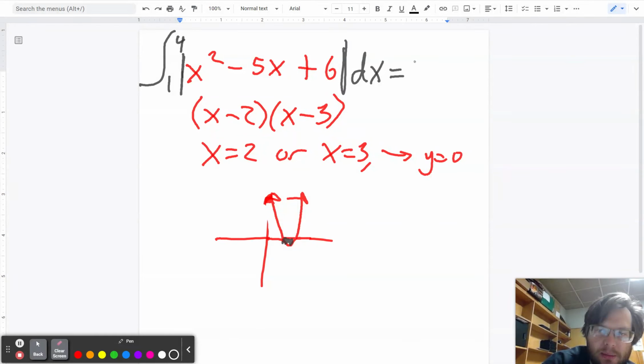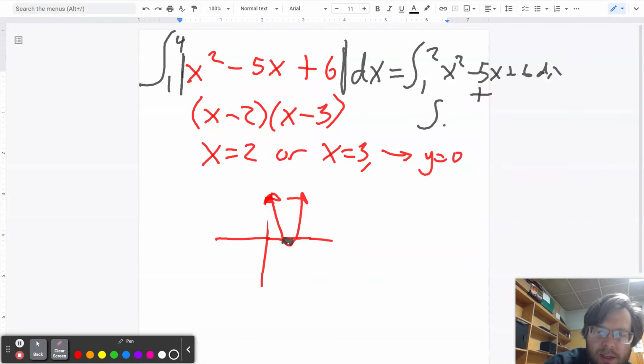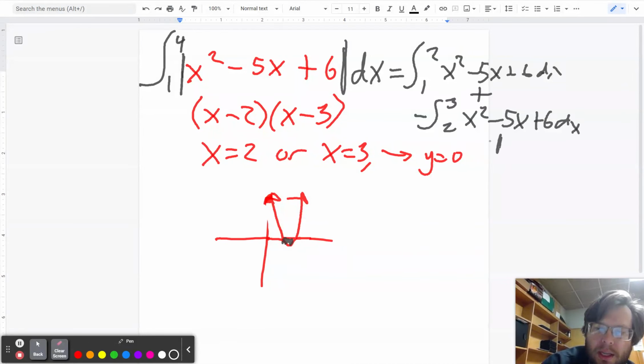So I know that I can break this up to be the integral from 1 to 2 of the regular function, because it's positive between 1 and 2, plus, so this is all one big line, the integral from 2 to 3 of the opposite of the function. So I can just put a negative in front here, and that'll take care of the fact that it was negative there. And then plus the integral from 3 to 4 of the regular function again.